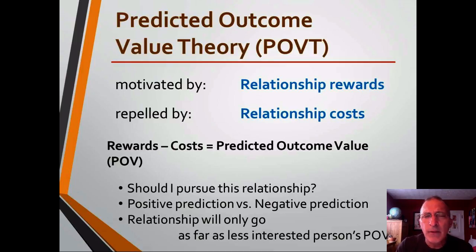So if we're wondering if we should continue in this relationship, then we say, well, how much is it going to cost me? How much is it going to put into it? How much is going to be negative in that sense versus how much am I going to get out of it? How much will be positive or worthwhile to me? And then we predict that. Now, the positive and negative predictions, if it's negative, we're not going to stay in the relationship. If it's positive, we're going to continue to pursue this relationship.